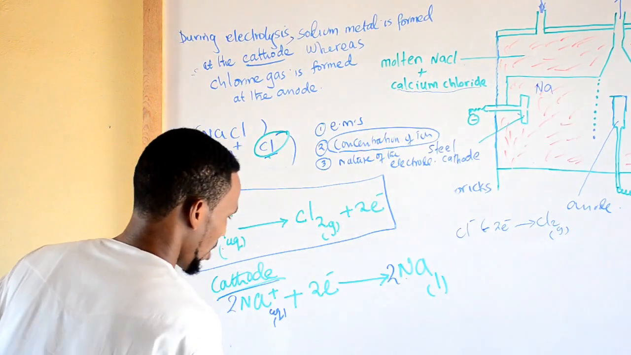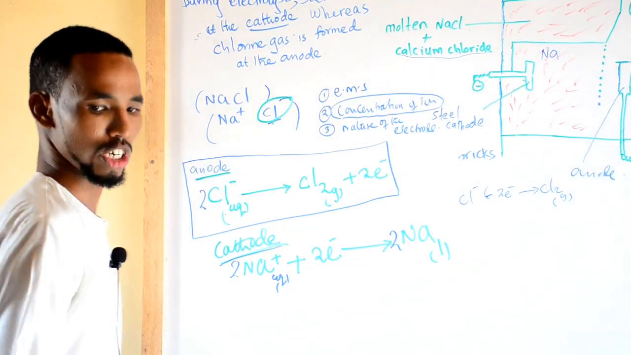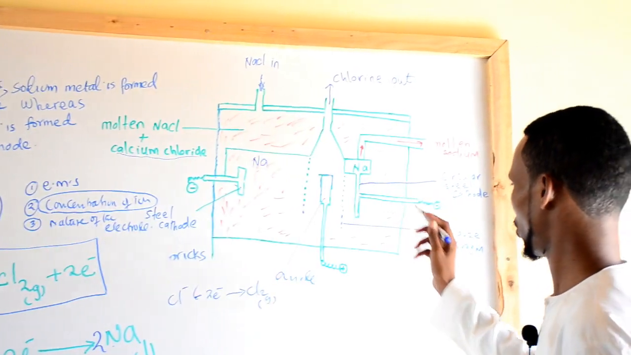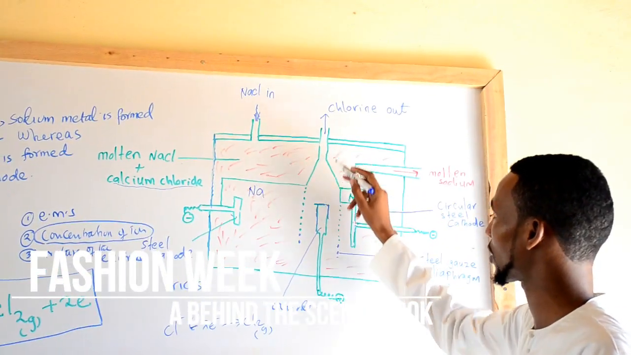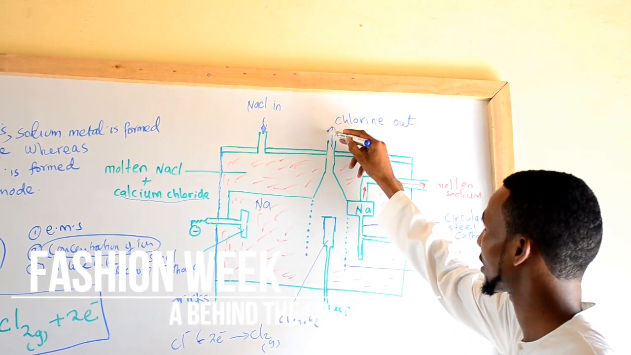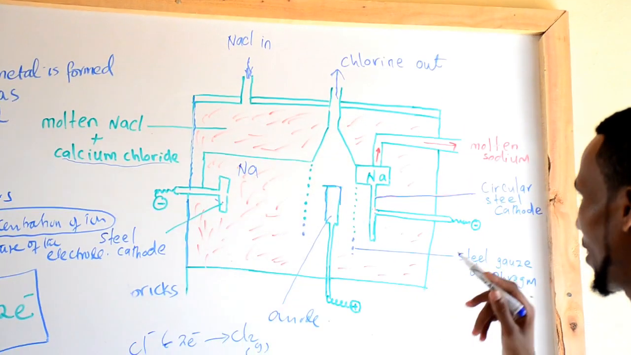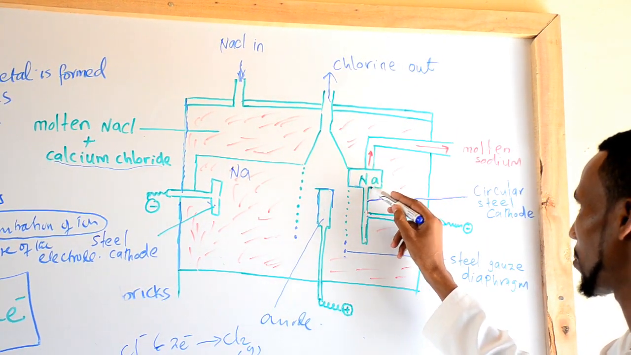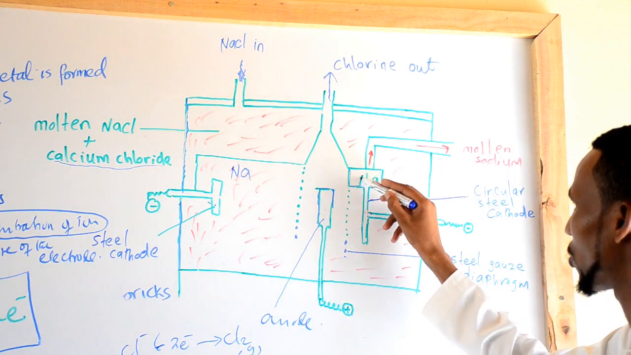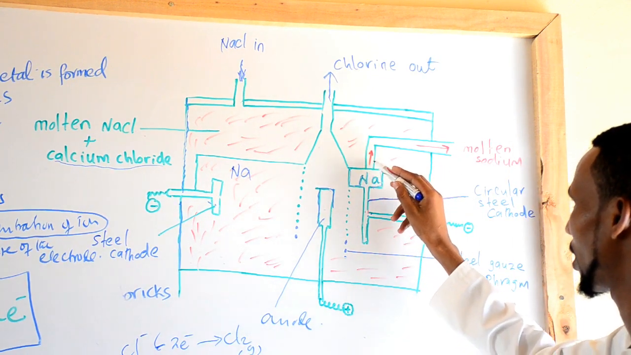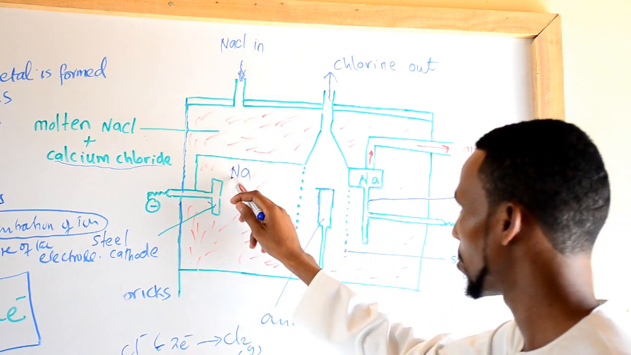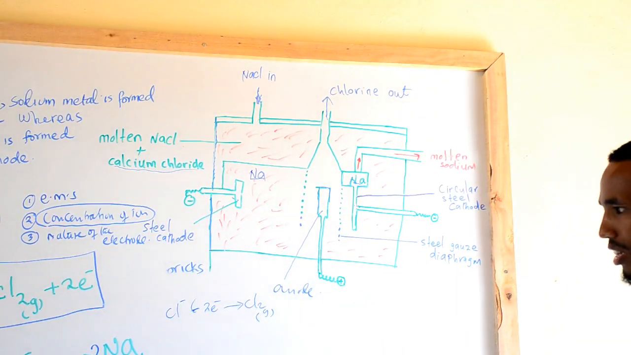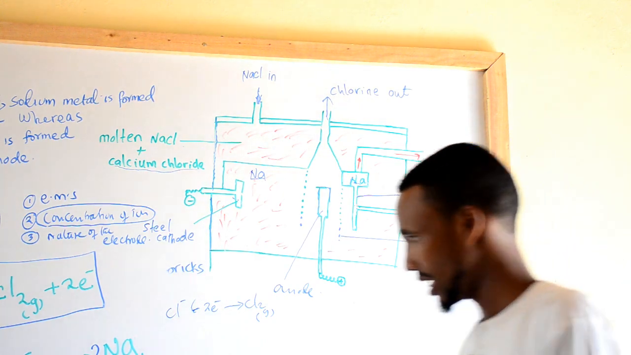So now basically we have seen how sodium metal is being obtained here. At the anode, what is being deposited is chlorine gas, so chlorine gas is out there. Then at the cathode, we have molten sodium. That is what we have been looking for.